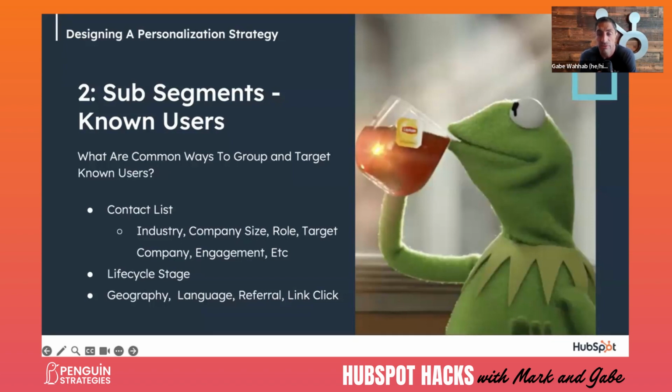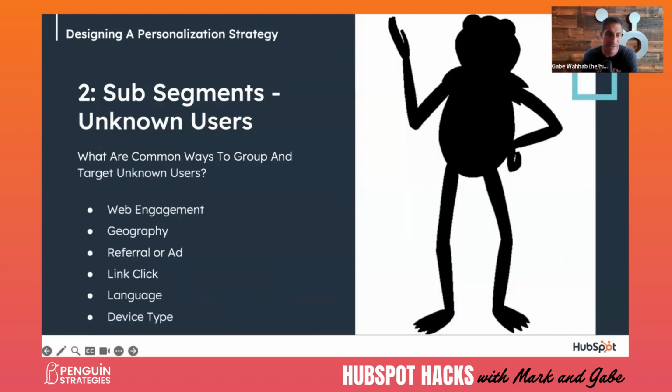I also can use some of the grouping and targeting methods used for unknown users, like targeting geography, language, ad referrals, link clicks. They're typically done by looking at the IP address, the browser language, or a URL or a tracking code that was set. But the problem with known users is they're typically only 1 to 5% of the users on your site. And so what about that other 95%?